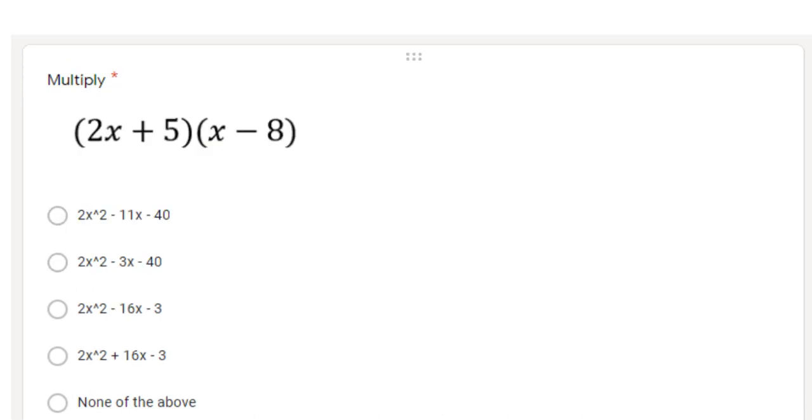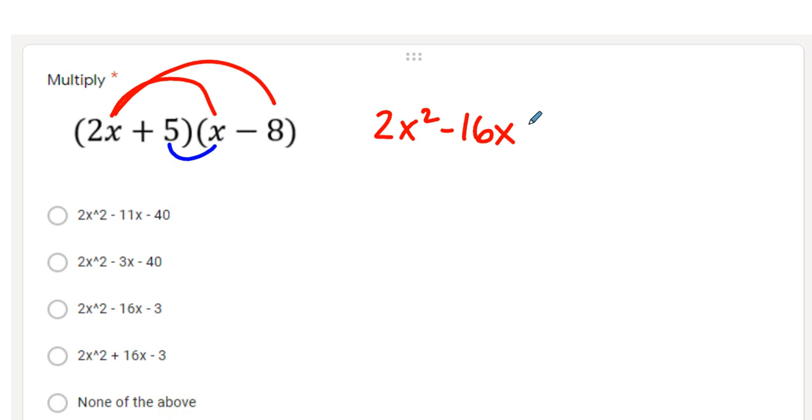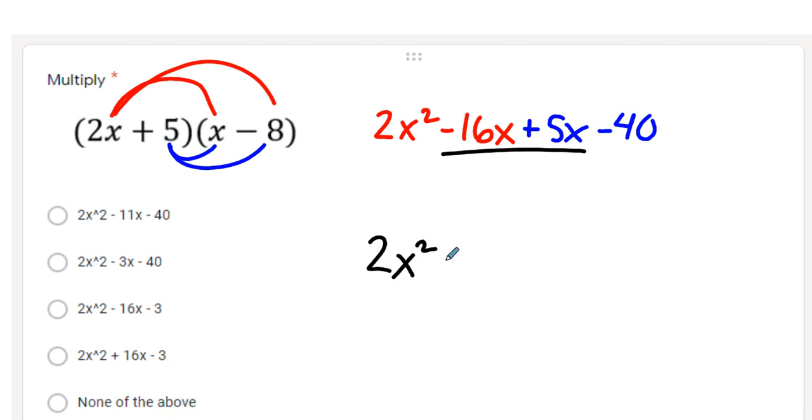Another one, just we're going to have a 2 in front of the x that we're distributing. The process is the same. 2x times x is 2x squared. 2x times minus 8. 2 times 8 is negative 16x. Then distribute the 5. I get plus 5x. Distribute the 5 to the negative 8. I get minus 40. Now combine your like terms in the middle. 2x squared minus 11x minus 40. That'd be the first option.